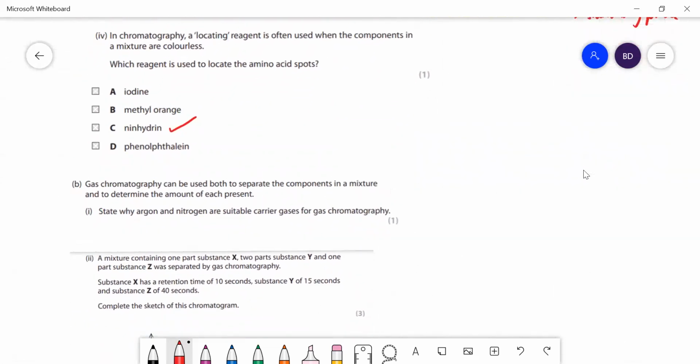Different kind of chromatography. Now, gas chromatography can be used to separate the components in a mixture and to determine the amount of each product present. Why are argon and nitrogen suitable carrier gases? Because they are unreactive. Gas liquid chromatography is quite often carried out at high temperatures, so you can't really do it in air because the oxygen can react with some of the compounds in the mixture. Oxygen is pretty reactive.